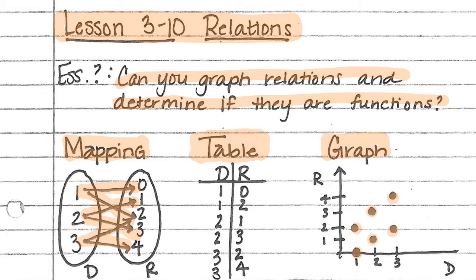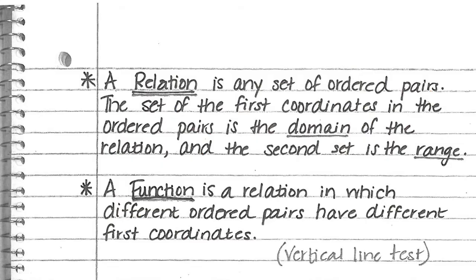So let's see what they mean if relations are functions. A relation is a set of ordered pairs. The set of the first coordinates in the ordered pairs is the domain, and the set of the second coordinates is the range. So typically we know, or we see, that the domain is the x, the range is the y, but yes, that can change. A function is a relation in which different ordered pairs have different first coordinates. We use the vertical line test to determine if something's a function.